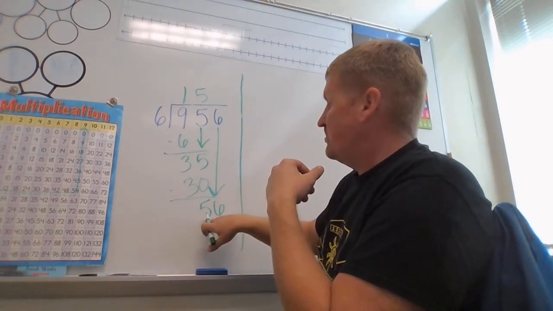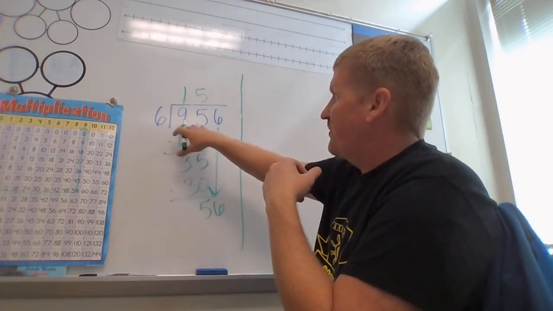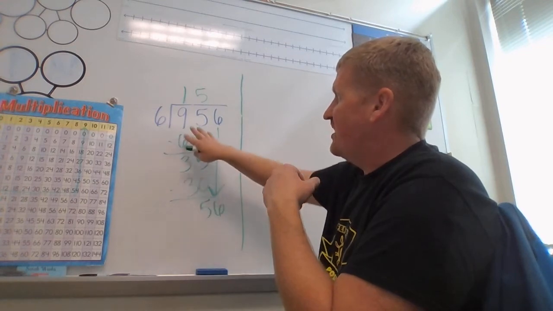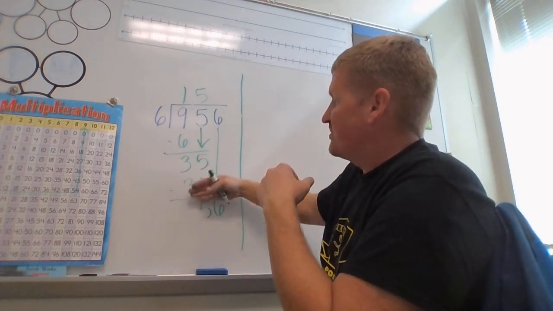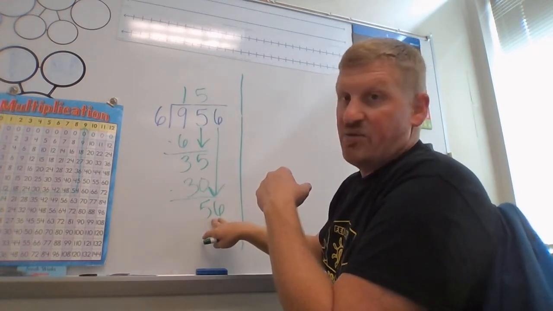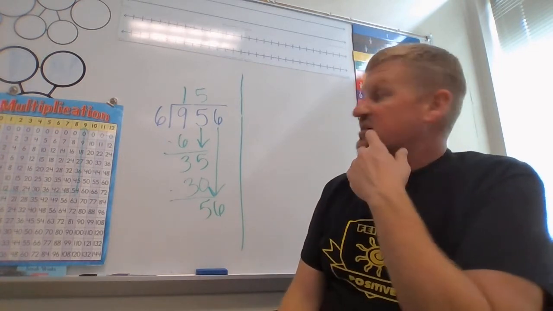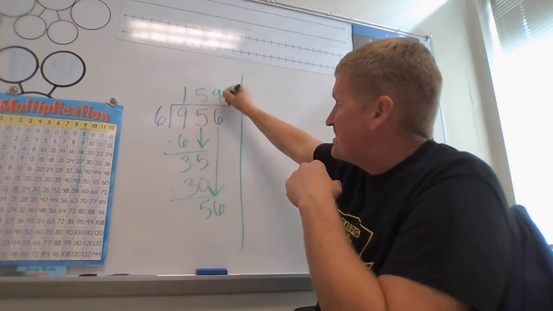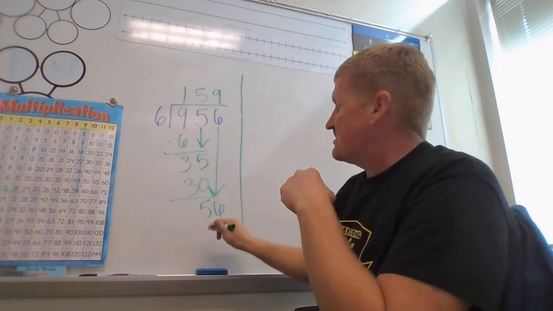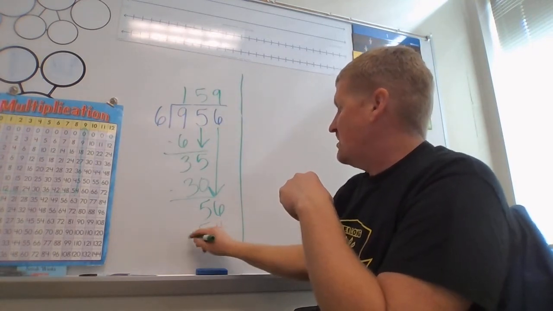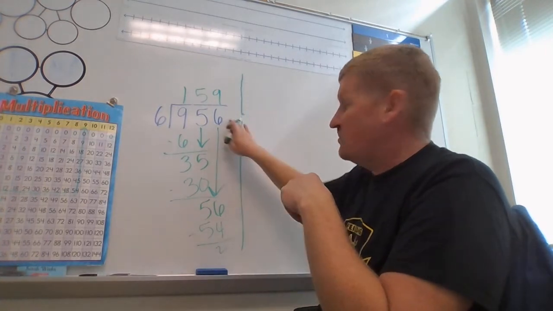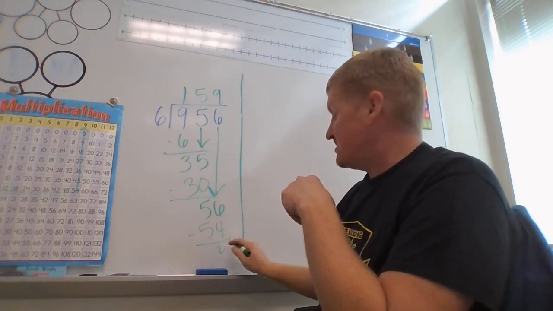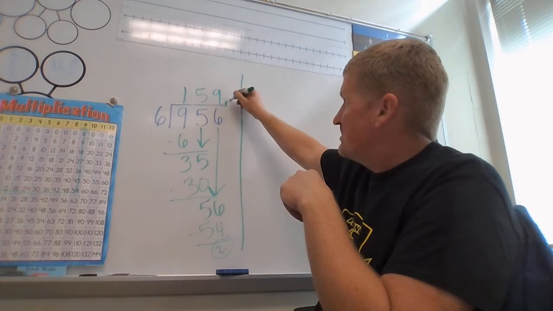This is our new dividend. We broke it down from 900. We ended up subtracting 900 from it along the way, and now we're just left with 56. So how many groups of 6 go into 56? That is 9. 9 times 6 is 54. When we subtract, we get 2. Nothing else to bring down, so this 2 is a remainder.